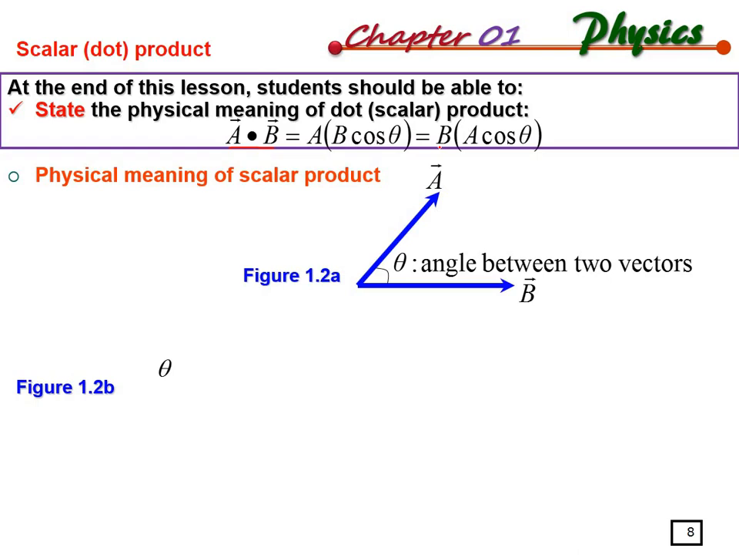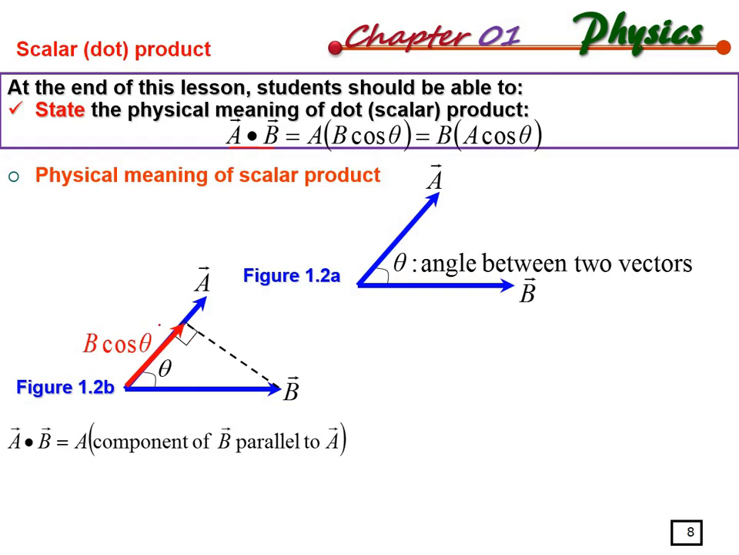Look at figure 1.2a. If we have two vectors, vector A and vector B, with angle theta in between those two vectors. First of all, we need to draw a line from B to A, and then perpendicular, and then we have the component there, B cos theta.